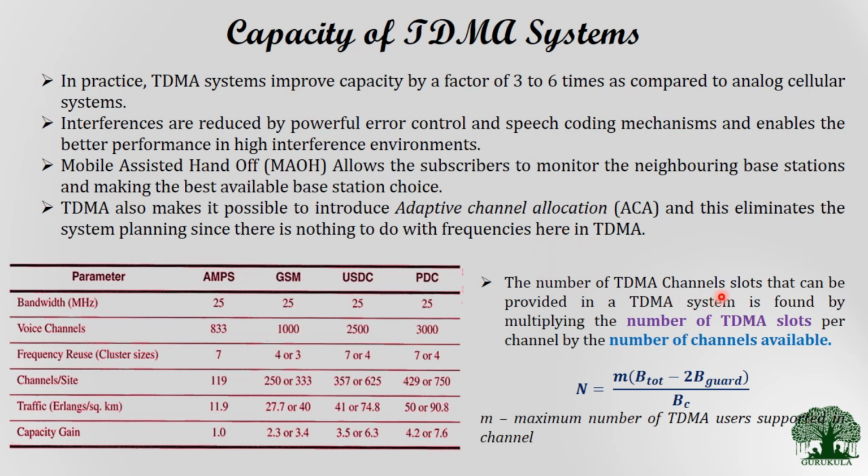The number of TDMA channel slots that can be provided in the TDMA system is found by multiplying the number of TDMA slots per channel by the number of channels available. This is mathematically represented by this particular equation, where m represents the maximum number of TDMA users supported in the channel. This compares the various systems with the various parameters. So this is how the capacity of TDMA systems can be depicted.